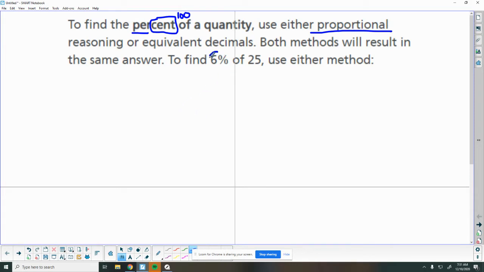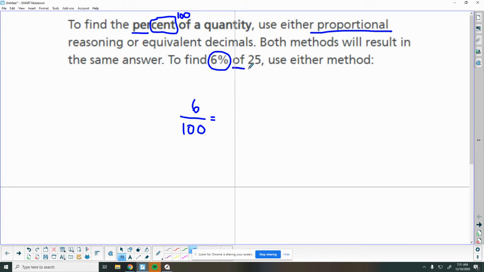So if I'm finding 6%, first let's write 6% as a fraction. Remember, percent is out of 100. See if you can write 6% as a fraction. So it's 6 over 100. And then we're going to say that it equals what?